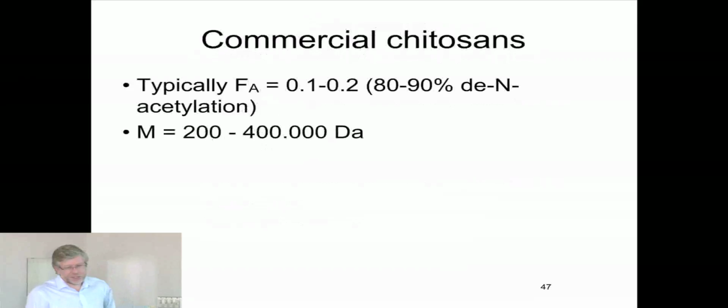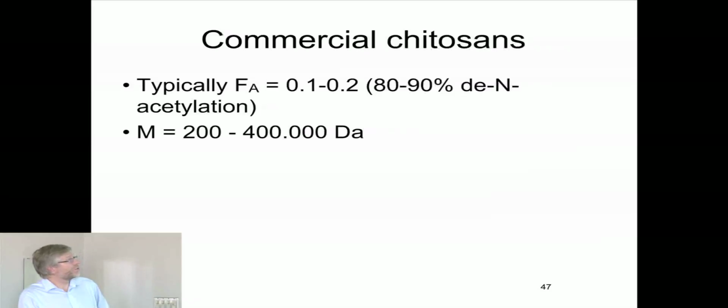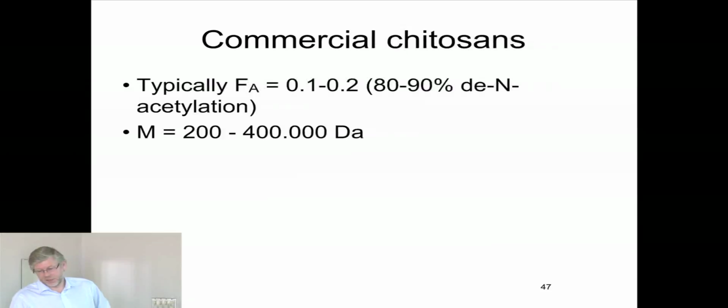So commercial chitosans will typically have Fa from 0.1 to 0.2, meaning from 90 to 80% deacetylation. And molecular weight is typically in the range 200 to 400,000.